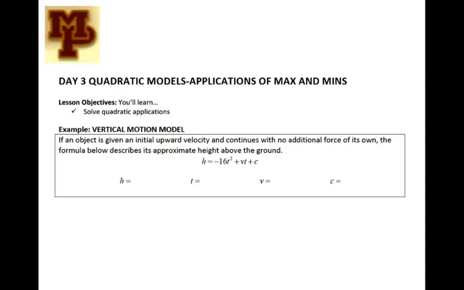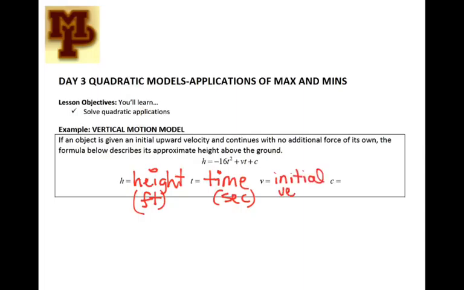So h, that's going to stand for height. T is time, that's in seconds. And the height, by the way, that's in feet. And this is in seconds. And then the v is the initial velocity of the object, whether it's hit up or shot up, whatever the case may be. C is the starting height or initial height, same thing. Starting height of the object.